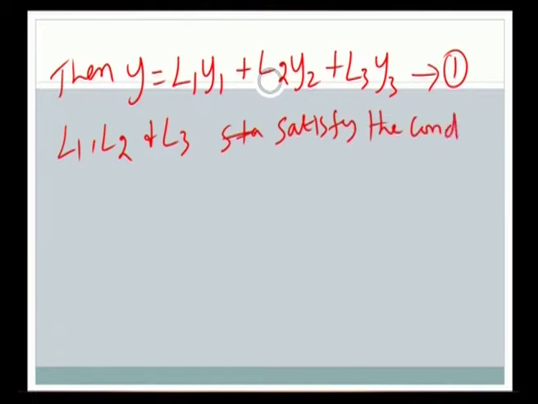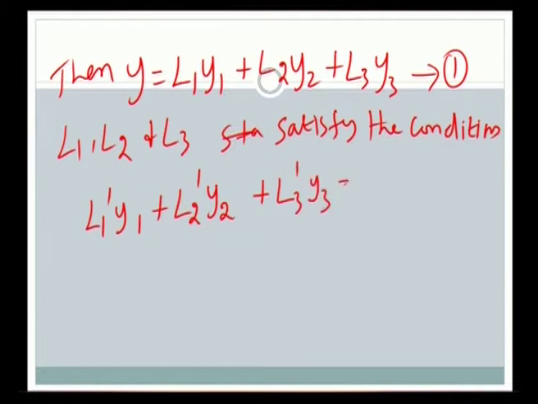The conditions are L1 prime y1 plus L2 prime y2 plus L3 prime y3 is equal to 0. This is the first condition to be satisfied by this L1, L2 and L3.